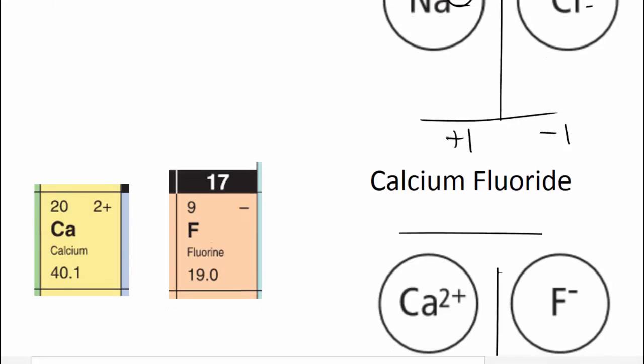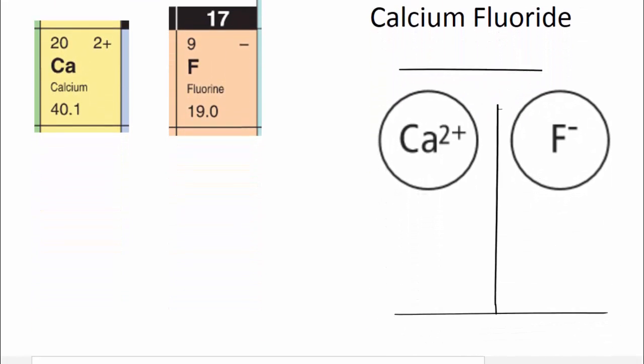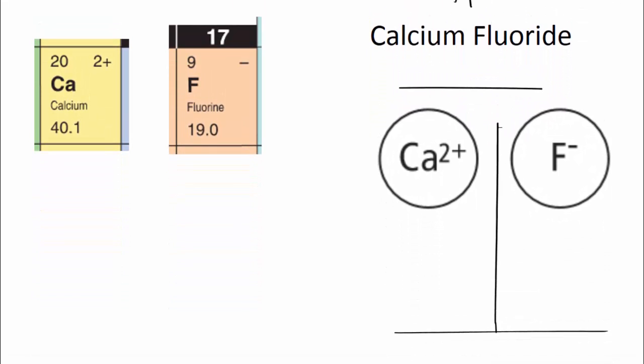Now let's look at one that's a little bit more difficult. We've got calcium fluoride here. Now with calcium fluoride, we've got a 2+. That means it loses 2 electrons to become an ion, whereas fluorine, it is a halogen, so it just gains that 1 electron and then it has a full outer shell.